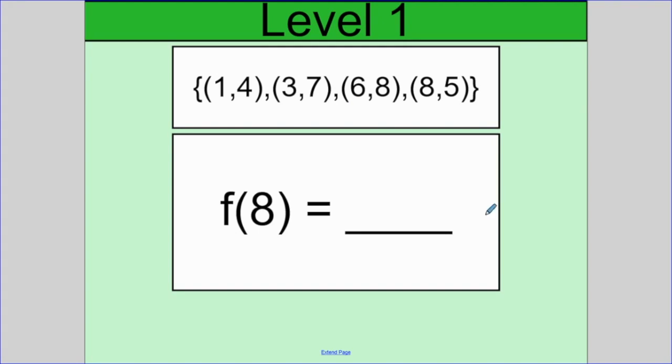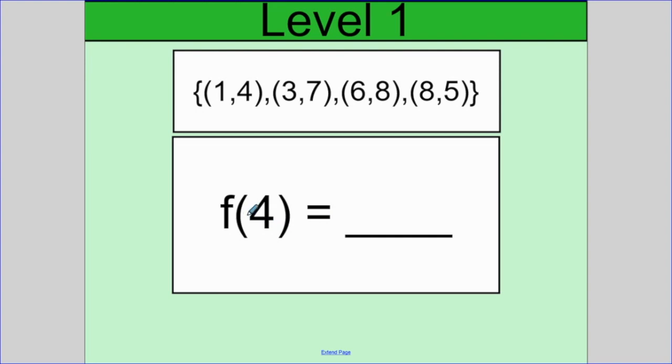What if we say f of 8? That's saying when our input is 8, what is our output going to be? We come up to our set of ordered pairs here. Our input is 8. Our output is 5. So another way of writing this ordered pair 8, 5, we can write it as f of 8 equals 5 as our function.